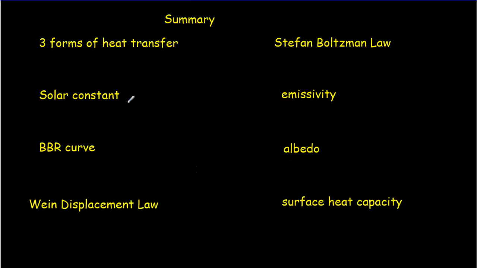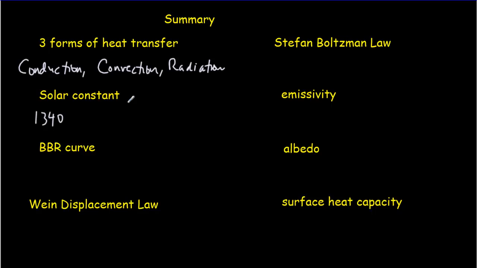Okay, so let's try to briefly summarize all the concepts that we've learned in the video. The first thing that we talked about was the three forms of heat transfer, which included conduction, which was really about molecular vibration, convection, which was about molecular flow, and then radiation, which was really electromagnetic radiation. Then we introduced the solar constant, which was about 1340 watts per meter squared, and that would be the amount of energy striking per square meter at the top of the atmosphere.